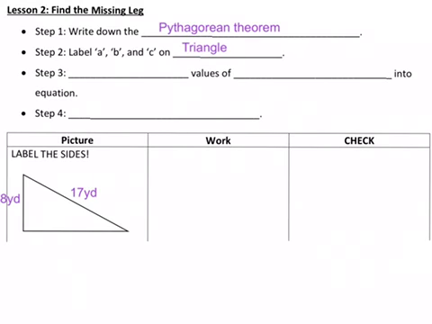Then we're going to substitute, or plug things in. Substitute is more of the vocabulary term for this. We're going to substitute the values of the different variables into the equation, and we'll work on that in a second. Then step 4 is to solve for either A or B, because those are the two variables that deal with your legs. That's the whole point of this lesson. We're looking for the leg.